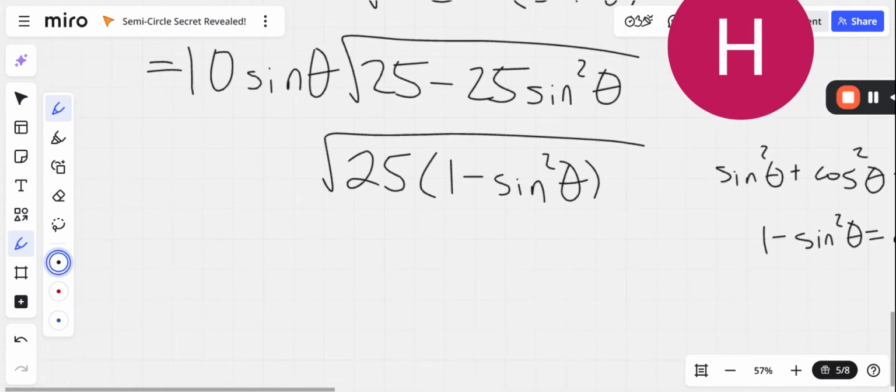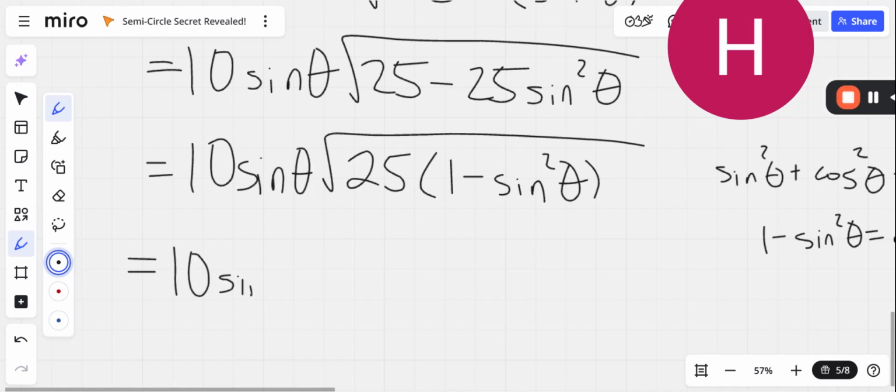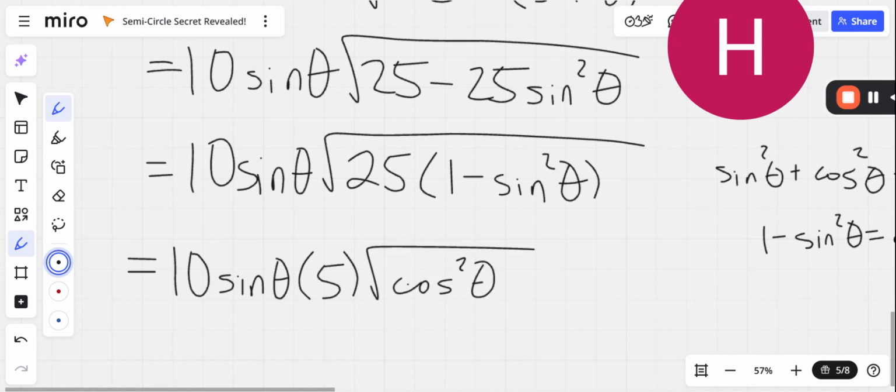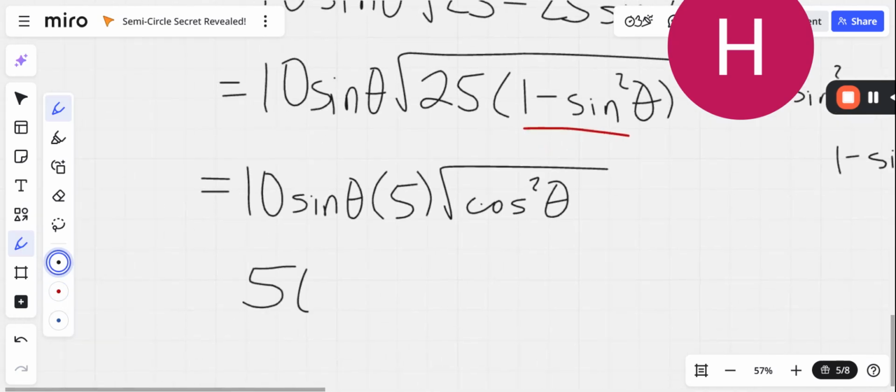Aha! So we can change this entire expression because now we can pull out the 25 from the square root. That pulls out 5. And then, maybe I'll do it in 2 steps, we can also pull this out, which got replaced with cosine squared of theta. So now we just have 50 sine of theta times cosine of theta. Wow.